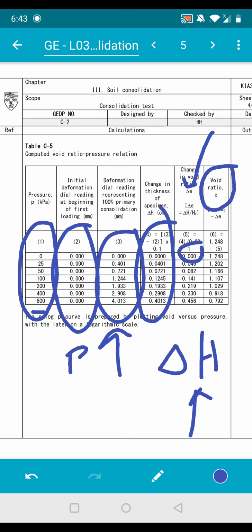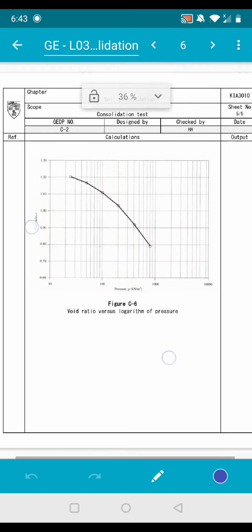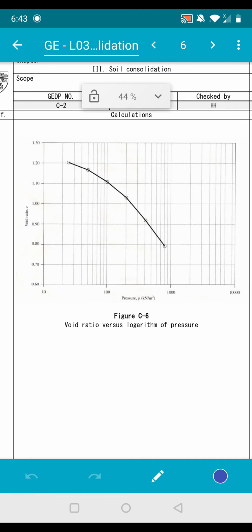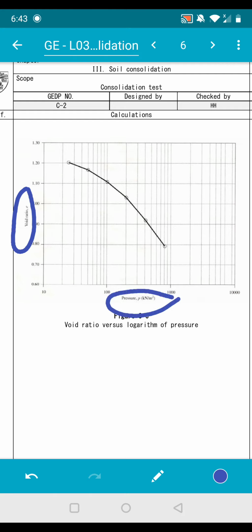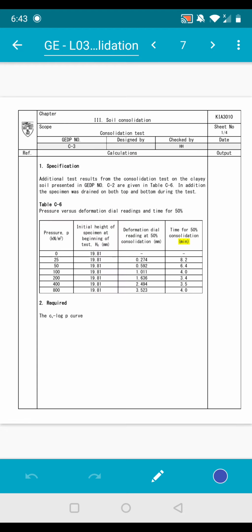So based on this table, you'll be able to plot this void ratio versus logarithm of pressure. So y is the void ratio, and on the x-axis is your pressure. So you have 1, 2, 3, 4, 5, 6 data for this chart. So that's all for the GEDP number 2. Now let's go for GEDP number 3, where you have more information.